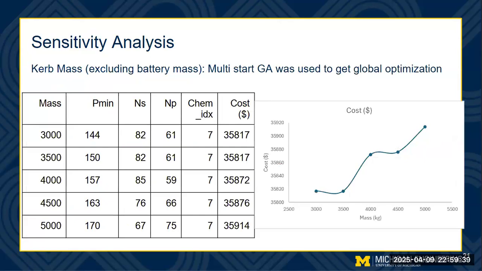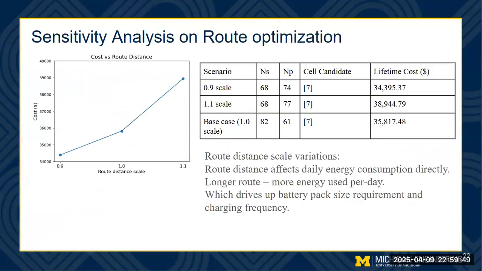And then here is the mass. Actually, the cost doesn't change a lot since we did not include some of the mass assumptions. Next slide. And then here is the route distance. As we can see, this has a significant impact on our cost, which means the more you drive, the more you will spend on energy. Next slide.